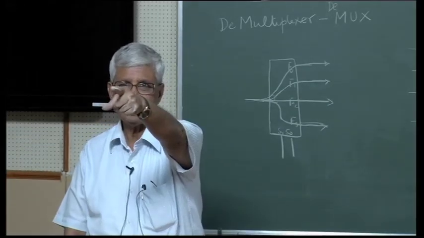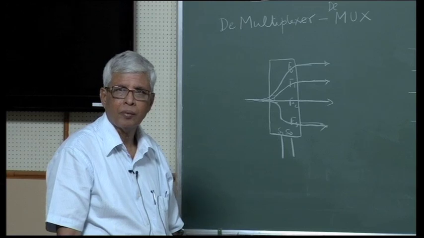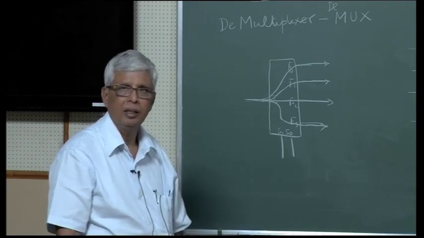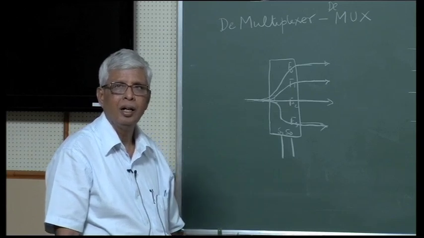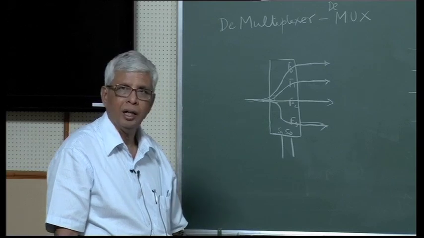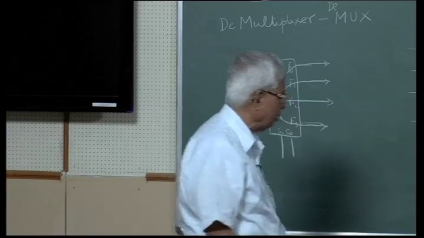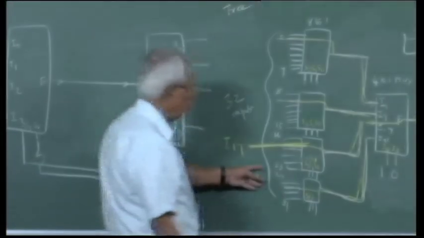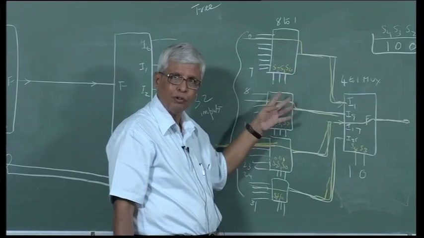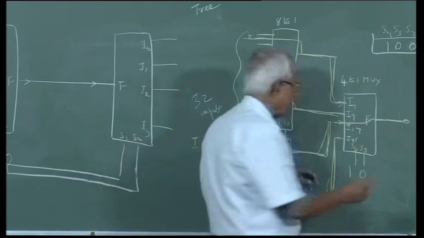Somebody else, here in this corner? Yes, tell me. Sir, in the 32 to 1 multiplexer, we have used 8 to 1 multiplexers. Instead of that, can we use 16 to 1? Yeah, exactly. I can use 16 to 1, 2 of them, and one 2 to 1. You are right, I can use that also.